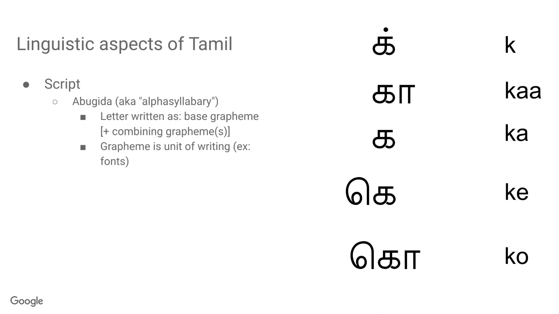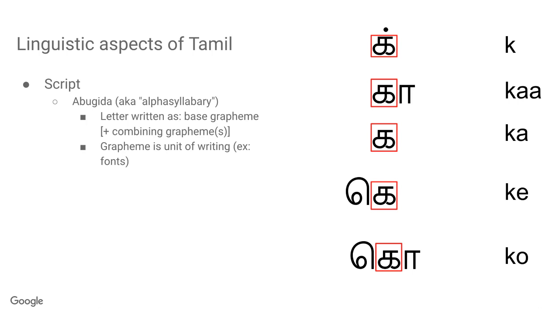The script for Tamil is known as an abugida script, which is also known as an alpha syllabary. And what this means is that a letter is written as a base grapheme with optional combining graphemes. A grapheme is a unit of writing, which means that it's a shape that makes a difference in how we interpret what's written.